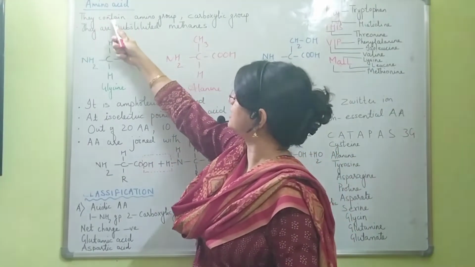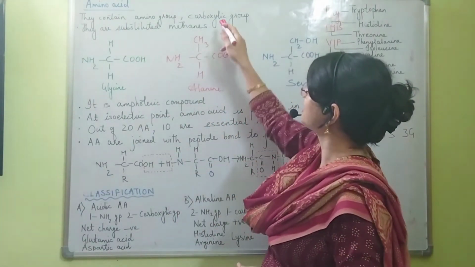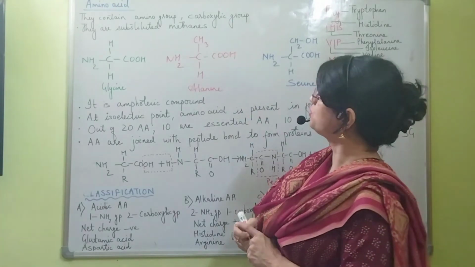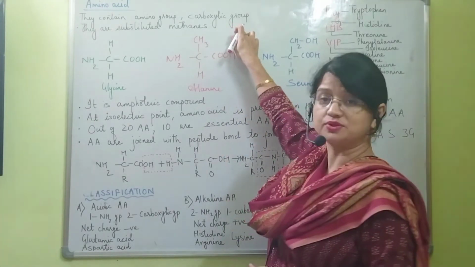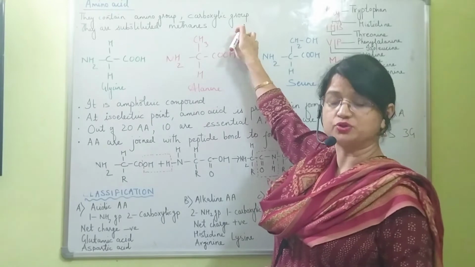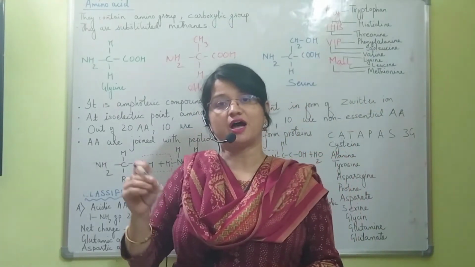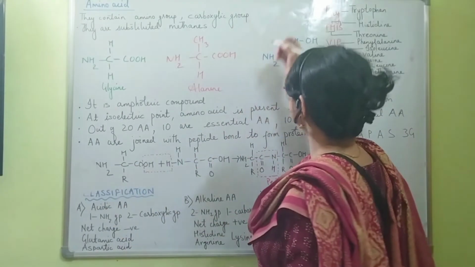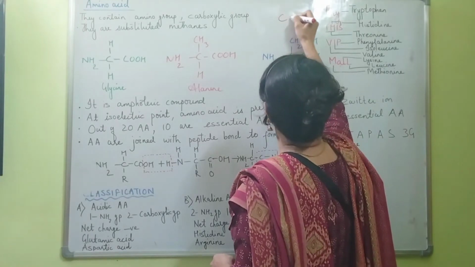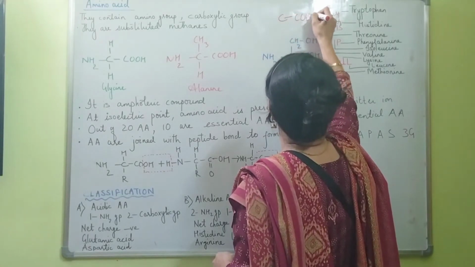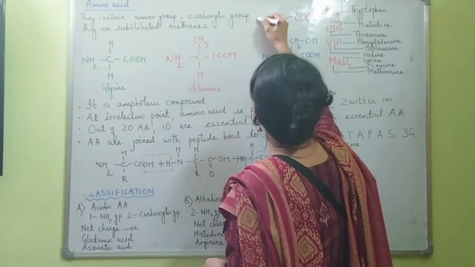An amino acid contains an amino group and a carboxylic group. These two groups are attached to the alpha carbon atom, so they are also known as alpha amino acids. Just see here, this is the structure of an amino acid.